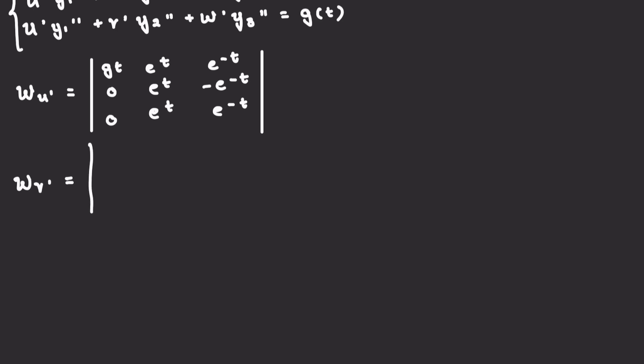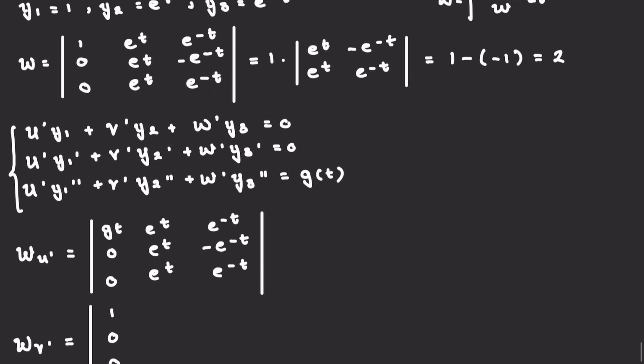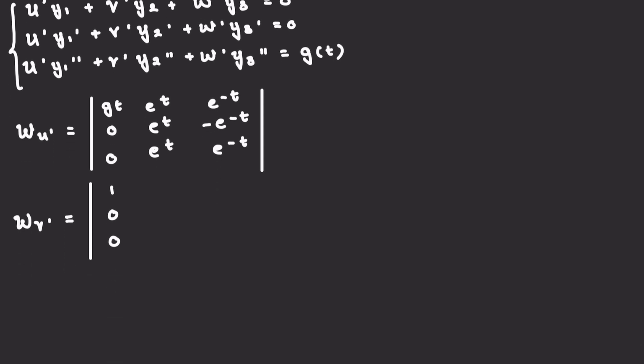Also, let's write down the Wronskian for v prime. And so this stays 1, 0, 0 as our original Wronskian right here. And so we're going to substitute our e of t with 90, and this is just 0, 0, and e to the negative t, and this is just as our original Wronskian.